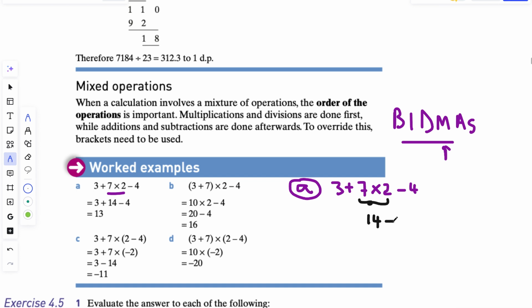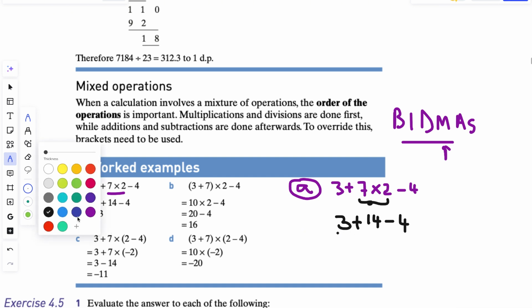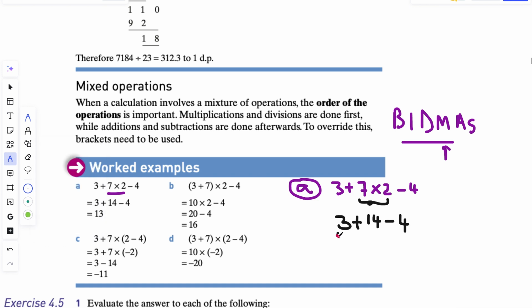Then there's minus here, and there's plus 3 on the left. So the next thing in BIDMAS is what? The next thing is addition. So you do the addition next, before you do the subtraction, right? We add this to this, we get 17. Then we say 17 minus 4, our answer will be 13.